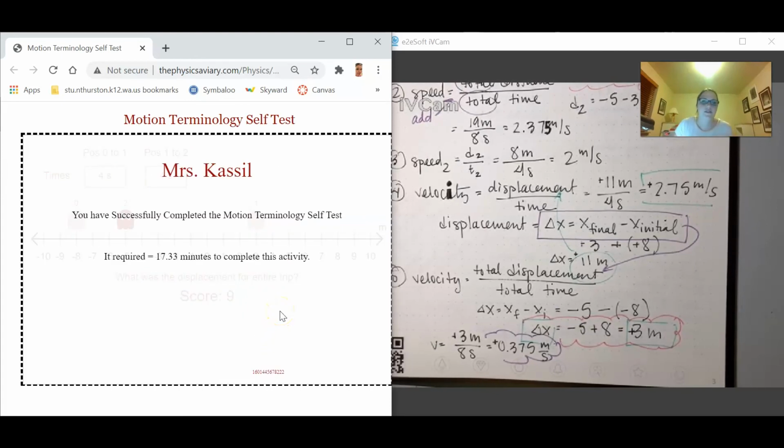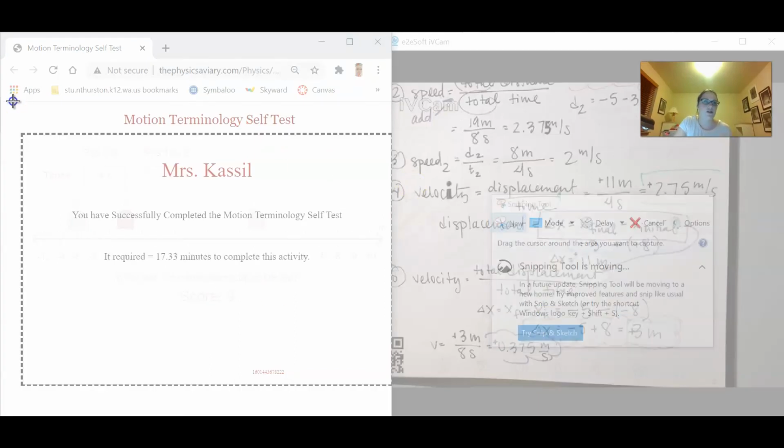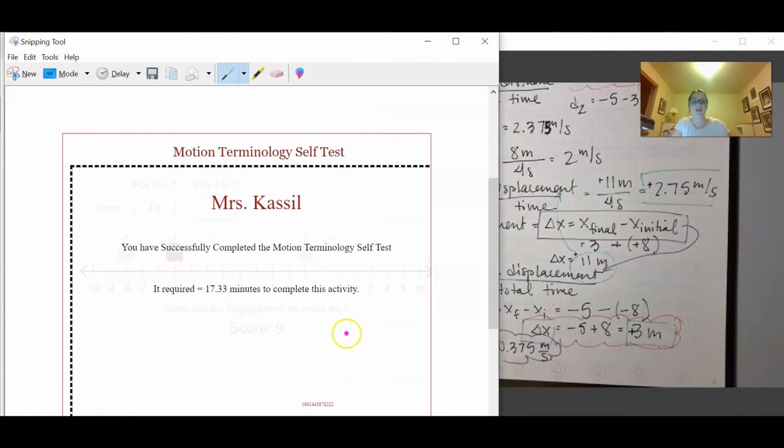Mrs. Cassill, you have successfully completed the motion terminology self-test. It required 17.33 minutes to complete this activity. Some of you are going to do it in less time, some of you in more, and you can redo this as many times as you need to until you get 10 out of 10. Once you've gotten 10 out of 10, take a screenshot of your certificate so that you can save it and upload it on Canvas. That is how you will get your points for this assignment. Again, this will count as your test for Friday.